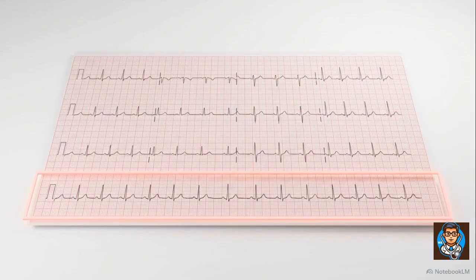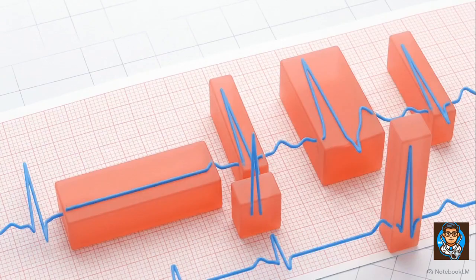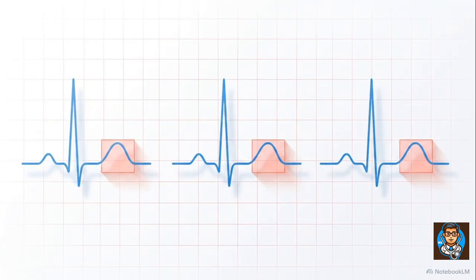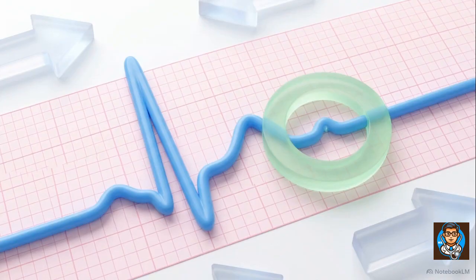To evaluate that truth reliably, we follow a sequential algorithm on every trace. First, identify the rhythm. Second, measure the conduction intervals. Third, calculate the axis. Fourth, describe the QRS complexes. And fifth, examine the ST segments and T waves. Evaluating these parameters reveals that the healthy heart operates on a spectrum. Minor variations, like a small U wave following repolarization, are common physiological variants.